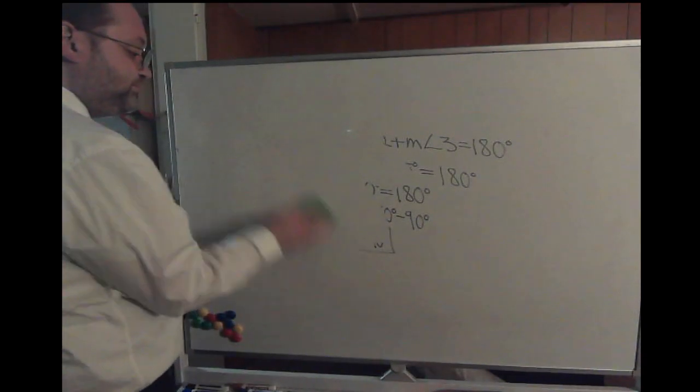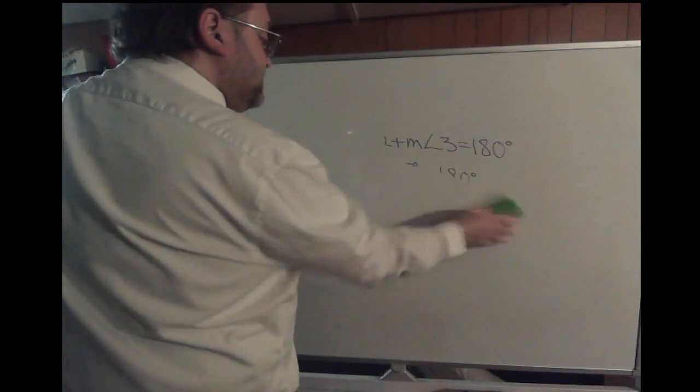Now, we've talked about the sum of triangles. The sum of the interior angles, all three inside angles of a triangle, is 180 degrees. We can also classify triangles by their angles.